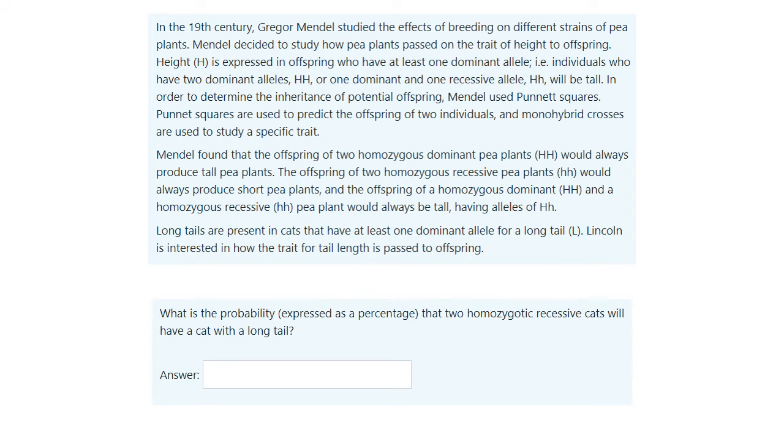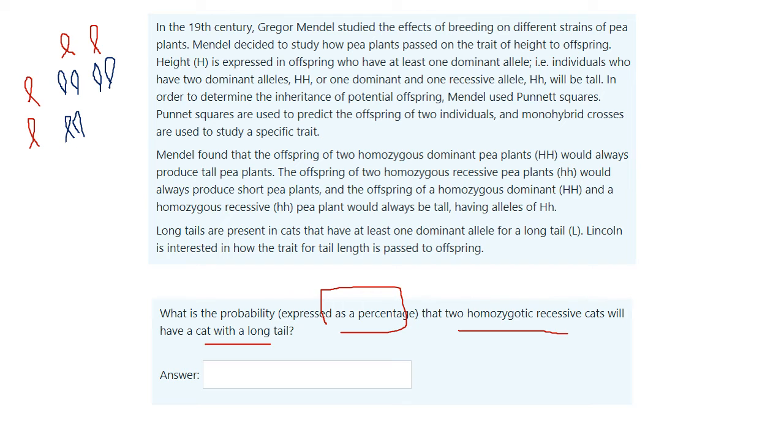What is the probability expressed as a percentage that two homozygotic recessive cats will have a cat with a long tail? So we have recessive and we have recessive. What offspring do they have? Well, they have a short tail, a short tail, a short tail, and a short tail. There is no long allele.